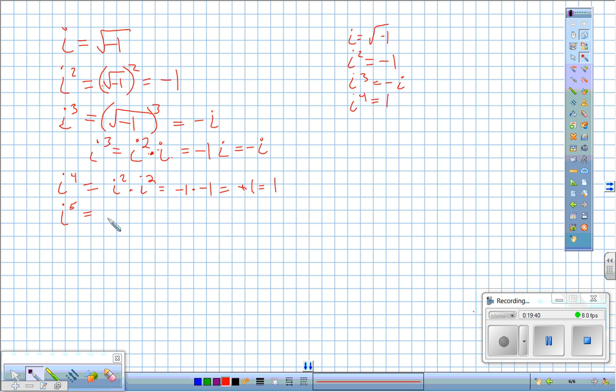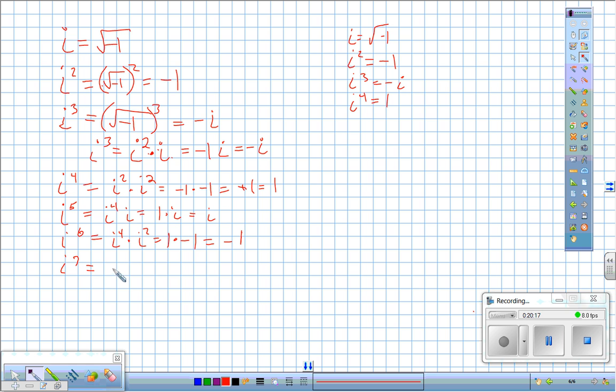So I to the 5th will equal I to the 4th times I. I to the 4th is 1, so I have 1 times I. So I to the 5th just equals I. I to the 6th equals I to the fourth times I squared. I really like writing everything in terms of I to the fourth because that way I know I have 1. So this is really 1 times, since I squared is negative 1, 1 times negative 1. So I to the sixth equals negative 1.